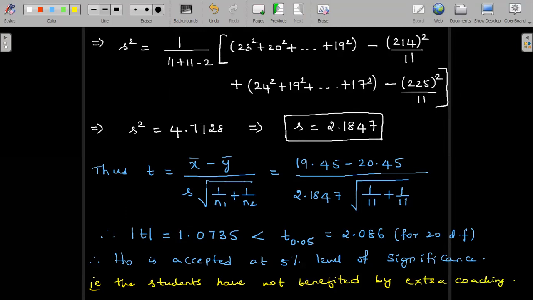Hence the solution for us. So I hope these problems on t-test for a single sample and for double sample problems are understandable.